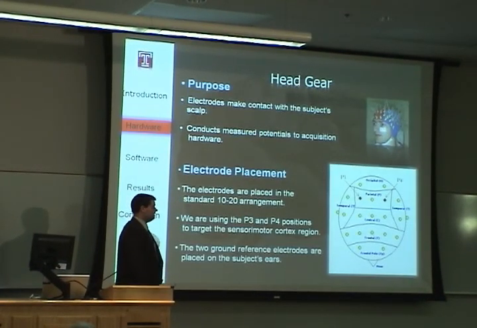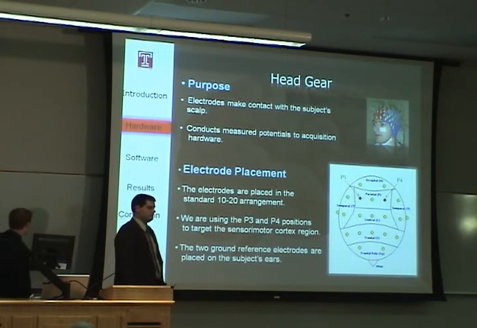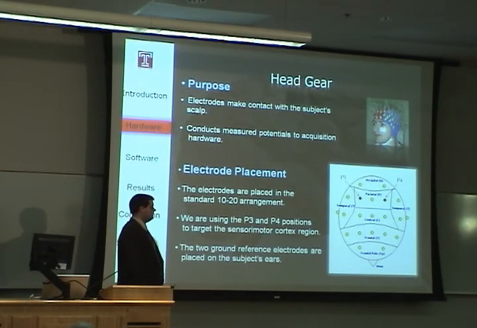Okay, the headgear, or the electrodes, are placed directly on the user's scalp, and this is required to conduct EEG signals back to the signal acquisition equipment. The electrode placement scheme that we're using is the standard 10-20 system. However, we are only using the P3 and P4 regions, which are shown here in the diagram. In addition to these 2 electrodes placed on the user's scalp, there are also 2 reference electrodes on the heels.